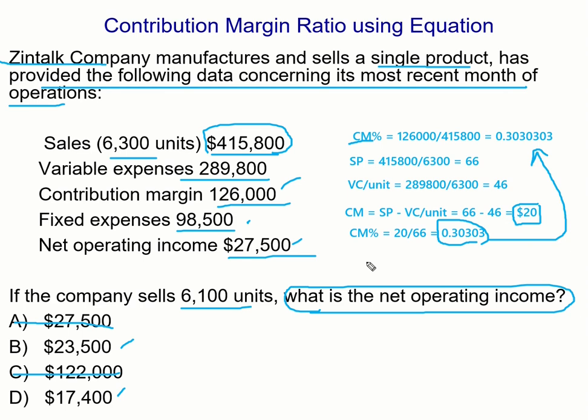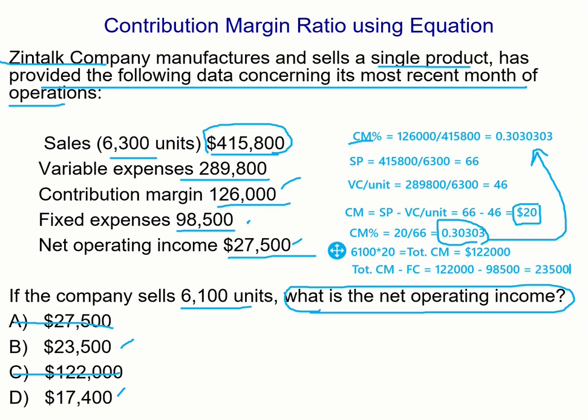Now back to the question: what's my operating income? Well, if I'm selling 6,100 units and my contribution margin per unit is $20, I take 6,100 times $20. That's going to give me a total contribution margin of 122,000. Now, from the contribution margin, all I have to do is deduct my fixed expense of 98,500, and it's going to give me 23,500.